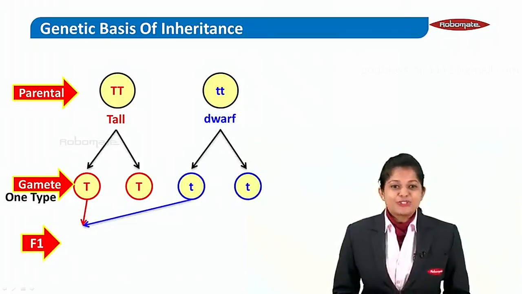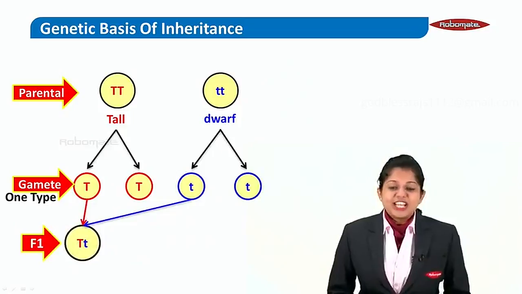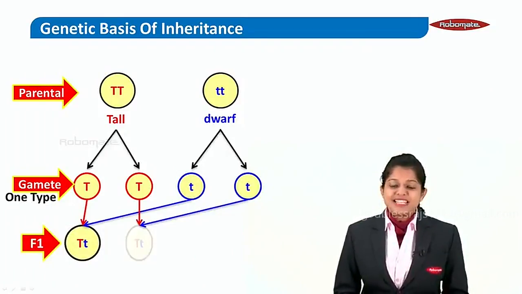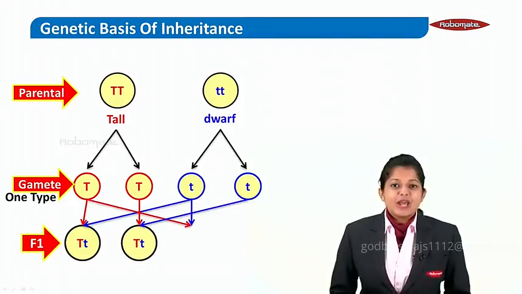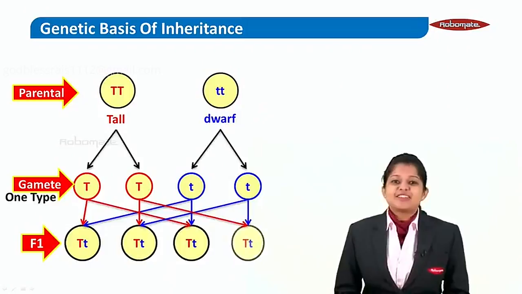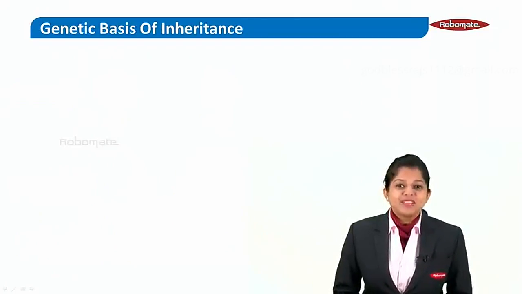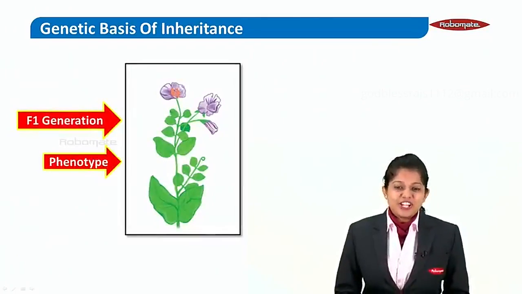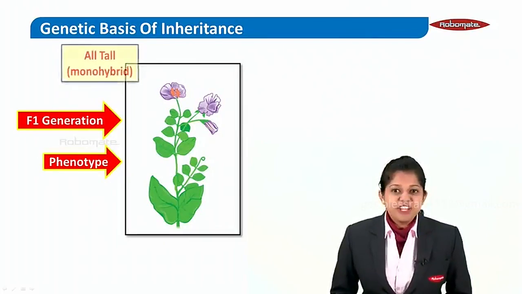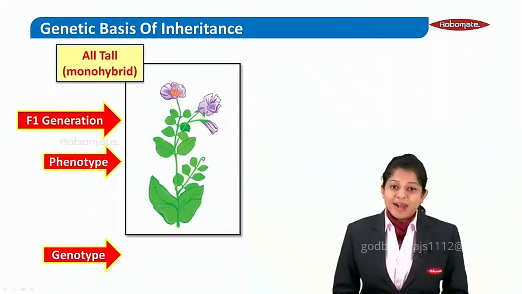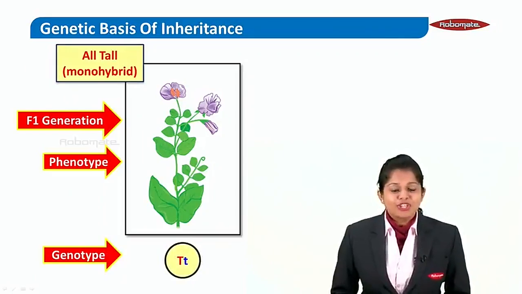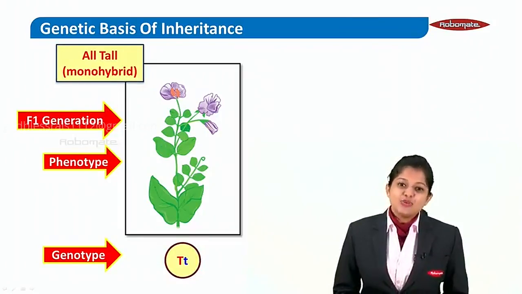These further fuse to form the F1 generation. Now the F1 that is formed is basically a hybrid containing both combination of a dominant tall and a recessive dwarf. But due to dominance, all the F1 plants appear to be tall. Further, this F1 generation, as we saw, shows a phenotype of all tall, but a genotype of both dominant and recessive trait, that is tall as well as dwarf.